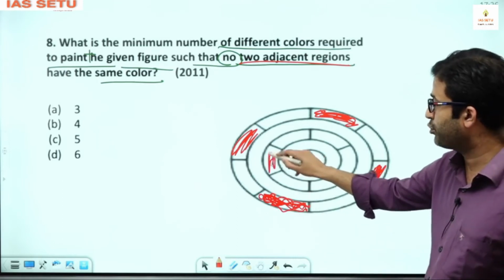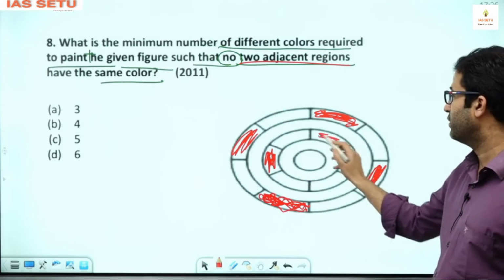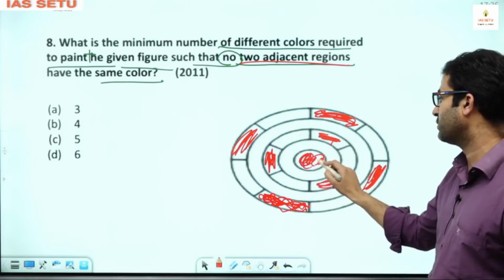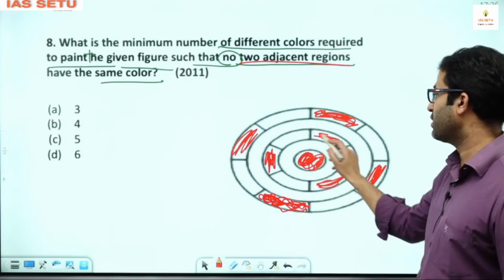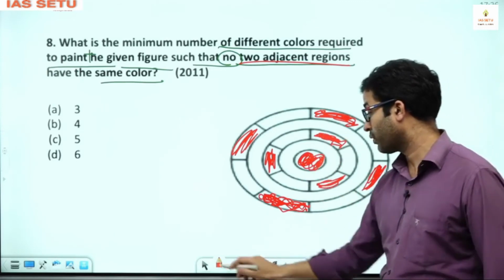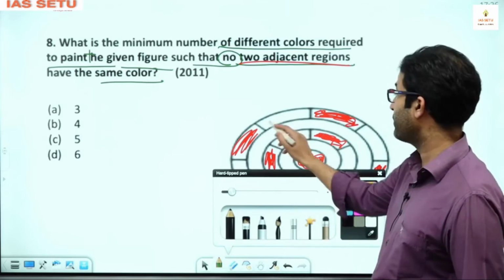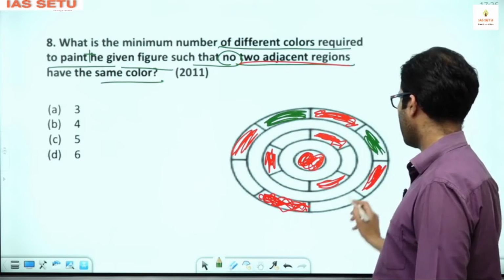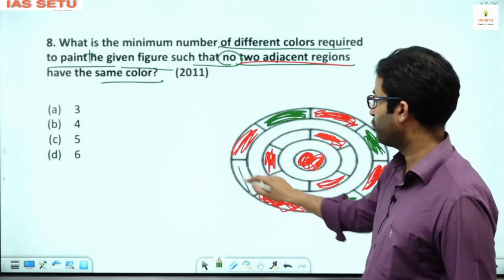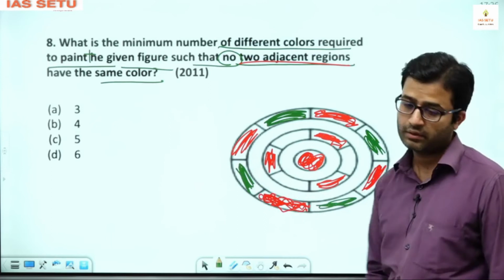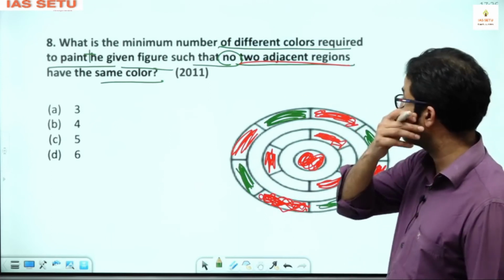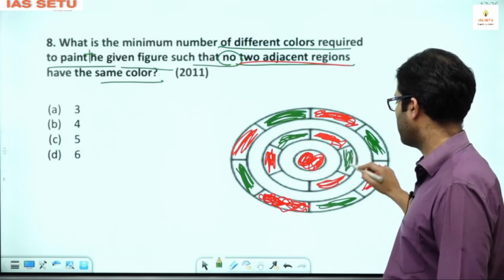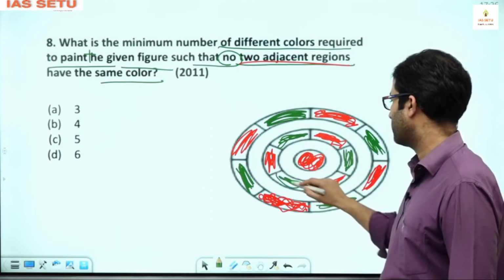Similarly here I put red color, here I leave one, I leave this, and I put red color at the center. So till now I have used only one color. Next I put green color here, here, here, and here. No two adjacent regions have the same color. I put green color here, here, and here.